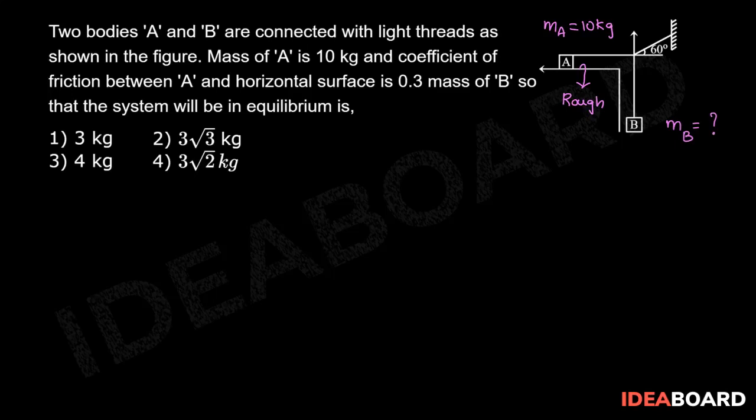So to solve this problem, let us suppose this point as P. Let us suppose T1 is the tension in the string connected between the block A and point P, T2 is the tension in the string connected between the point P and block B, and T3 is the tension in the string connected between the point P and this rigid support.